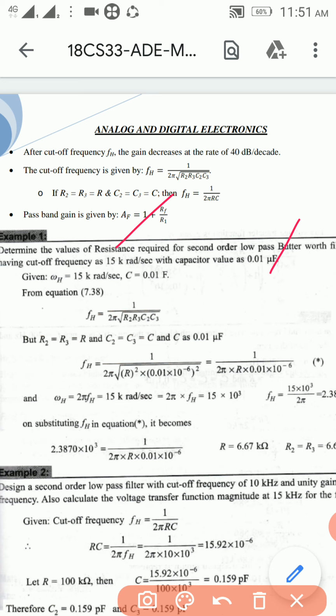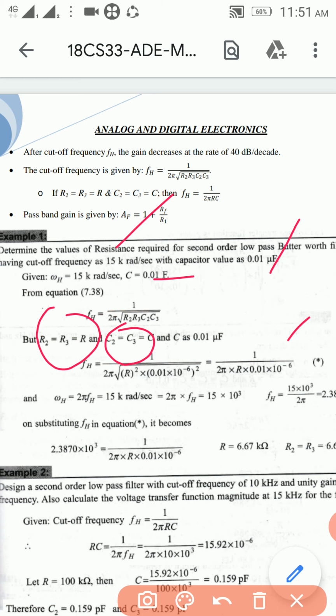But we know that R2 is equal to R3 is equal to R, and C2 is equal to C3 is equal to C. C means 0.01 microfarad. Substitute C square R2 R3 means R square, right? So we don't know R square, but we know the FH value, that is, the FH value we also don't know, right?